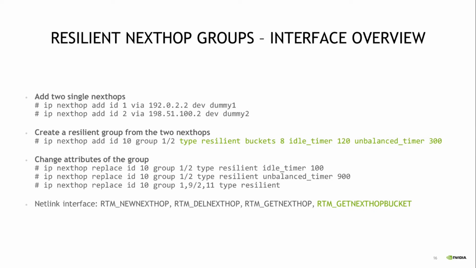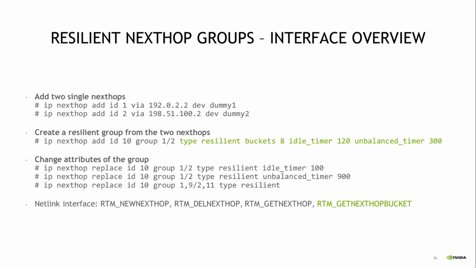Idle timer, unbalanced timer we covered. Since there are now a number of parameters, you can tweak them individually. In the first example, in the change attributes section, you see change of configuration of idle timer. The second example, change of configuration of unbalanced timer. In both of these cases, the remainder of the configuration stays the same. So number of buckets stays the same. That is a constant that always stays the same. But in the first example, the unbalanced timer stays the same. In the second example, the idle timer stays the same. What also stays the same is the distribution of NEXTHOPs among the buckets.